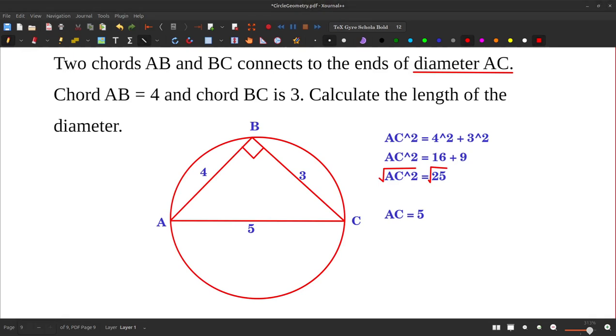Thank you for staying tuned for this video. What we've learned is that the angle in a semicircle is 90 degrees, or rather the angle subtended by the diameter on the circumference is 90 degrees.